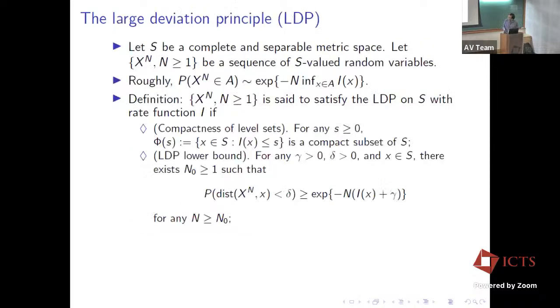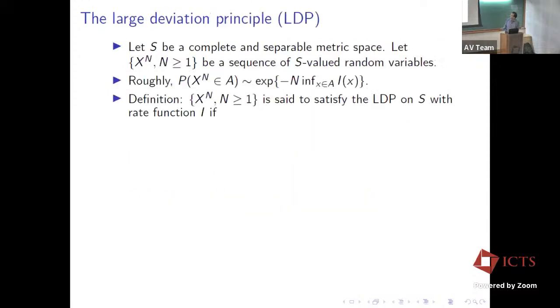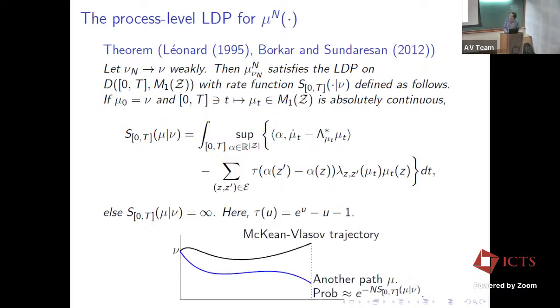So just to give you a little bit of an explanation as to what that S of mu is. Here is the limit law. You take another path and call that mu. It must be absolutely continuous. It must start at mu. You can ask what's the probability that this random path might actually not follow this and follow a trajectory around that. The probability is e to the minus n times some function which depends on that path. And that function is this S0t mu. And it depends on the initial condition mu as well. So this is a process level large deviation principle for the finite horizon.